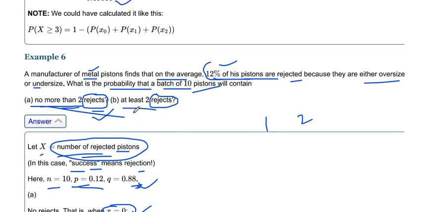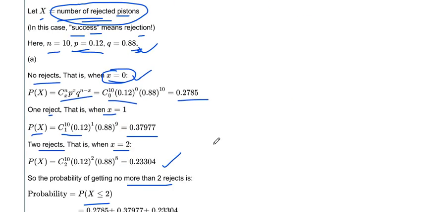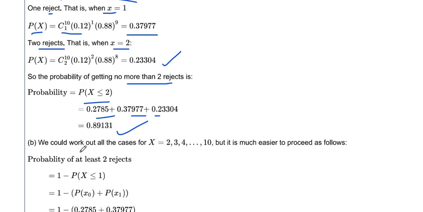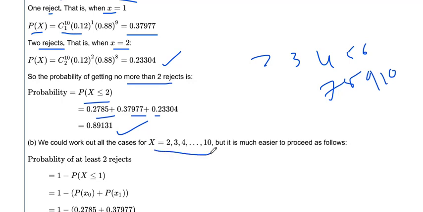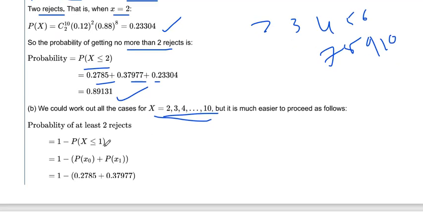Now (b) is at least 2 rejects. At least 2 means 2, 3, 4, 5, 6, 7, 8, 9 and 10 rejections are there, because we have selected 10 pistons. So we could work it out like this, x is equal to 2, 3, 4, up to 10. But as I said in the previous lecture, this is somewhat difficult. So what we will do is find the probability of at least 2 rejects with the help of 1 minus the probability of x up to 1.